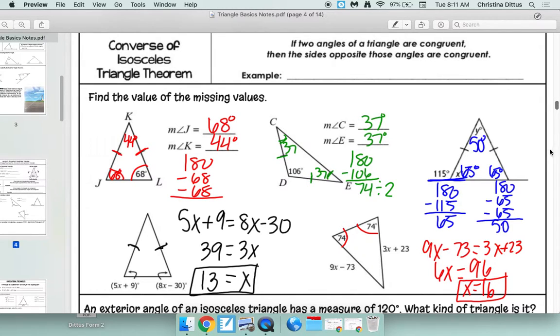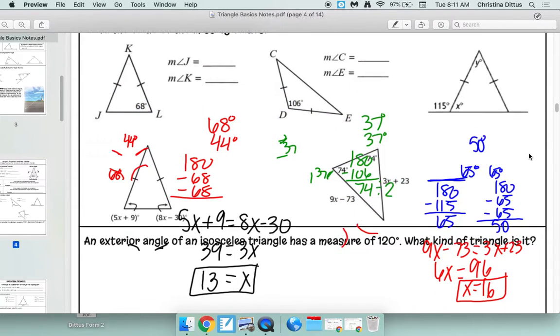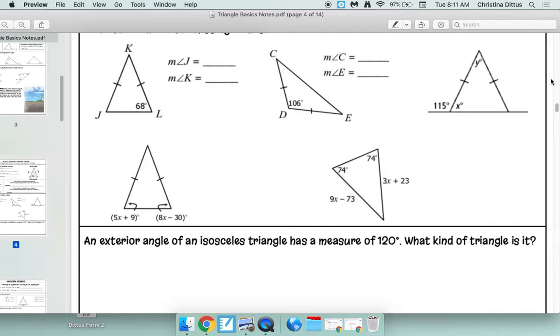Okay, one more isosceles problem. It says an exterior angle of an isosceles triangle, so let's draw an isosceles triangle with some exterior stuff. So isosceles, two sides the same, and then I have this little exterior angle here that's 120 degrees. I want to know what kind of triangle it is. Well, I know it's isosceles, but let's use this angle measure they gave us. Can I find that angle? Yes. How much is it? 60. How'd you get it? Yeah, 180 minus 120, got a linear pair here.